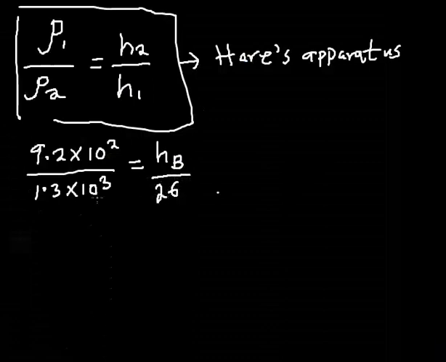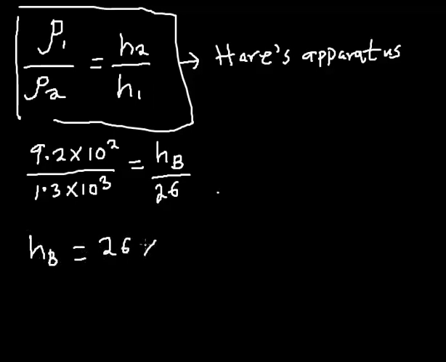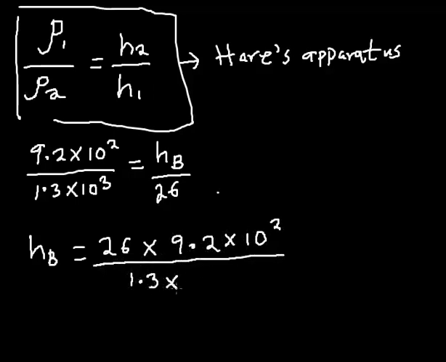We are told that A rises 26 cm. So if I cross multiply to make the height of B the subject of the formula, which is what I'm looking for, all I'm going to have is 26 times 9.2 times 10 raised to the power of 2, divided by 1.3 multiplied by 10 raised to the power of 3. So let's do this: 26 times 9.2 times 100, since 10 raised to the power 2 is 100.